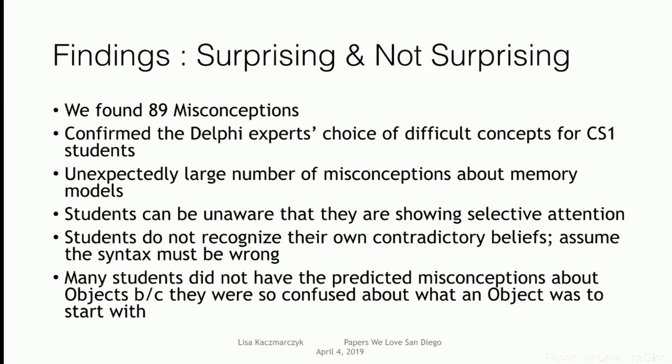Students are often unaware they're showing selective attention, like ignoring sauce type, and there were examples where students were talking out loud and saying things that were clearly contradictory, and they don't recognize that. They assume that there's something wrong with the syntax. If what they're saying about relationships doesn't seem to work, and they sort of recognize something's wrong, they assume the code has a problem.